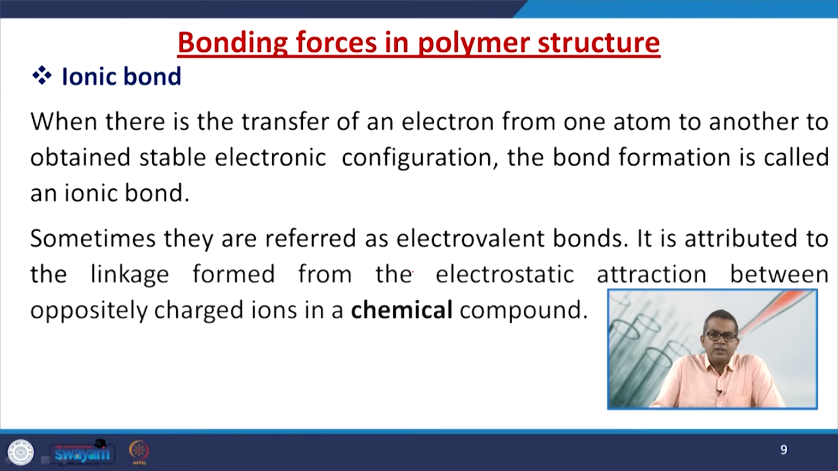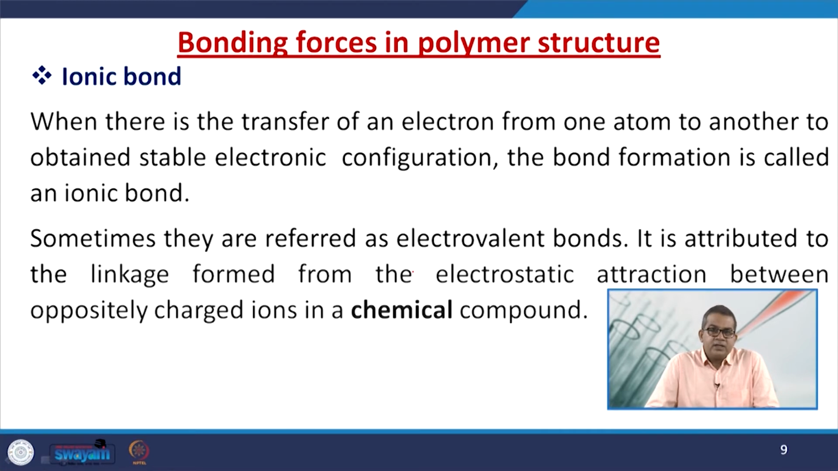Now, another brief look at ionic bonds. In an ionic bond, there is usually a transfer of an electron from one atom to another to obtain a stable structure configuration, and this bond formation is called an ionic bond. Just before we go into detail about this ionic bonding structure, we are discussing this to give you a broad spectrum of polymerization systems, to have a broad spectrum of product profiling.